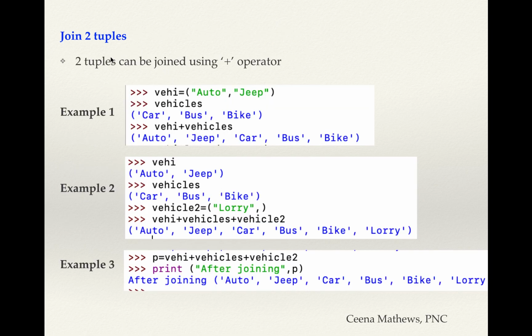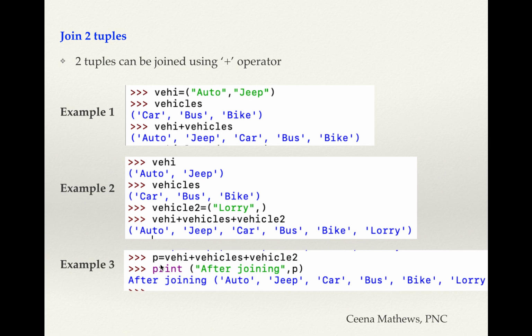Next is how to join two tuples. They can be joined using the plus operator. In this first example, I have created a tuple vehi with 2 items, and vehicles is another tuple created already, as mentioned in the previous slides, and it has three items: car, bus, and bike. I'm going to join these two tuples using the plus operator. As you can see, when I add them both, it creates a new tuple with all the five items. This is another example where I have added three tuples. That is also possible.